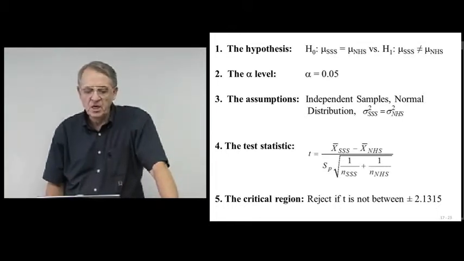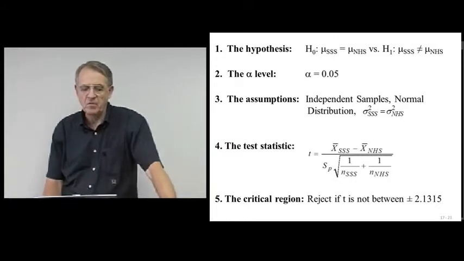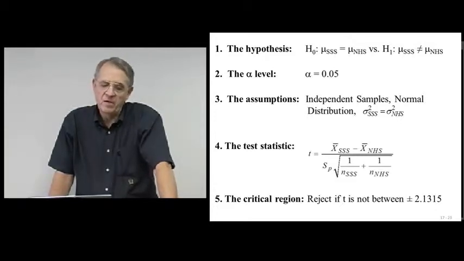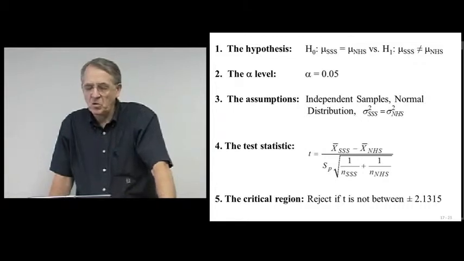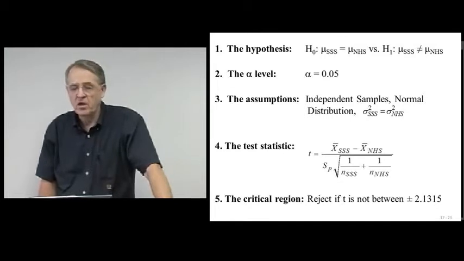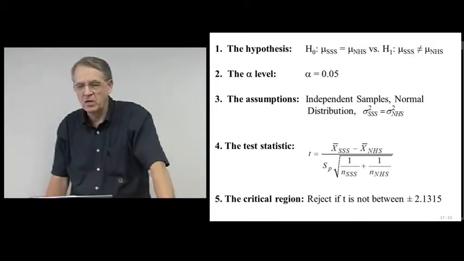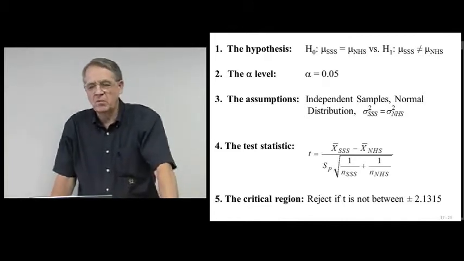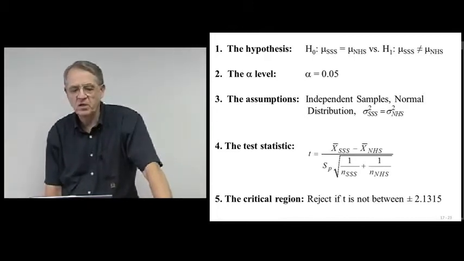We're going to reject the null hypothesis if the value we calculate here is not between plus and minus 2.1315. That 2.1315 should be the value from the t-tables for t sub 0.975 with n1 minus 1 plus n2 minus 1 degrees of freedom. n1 minus 1 is 7 minus 1, or 6, and n2 minus 1 is 10 minus 1, or 9. So 6 and 9 is 15, so it should be 15 degrees of freedom.